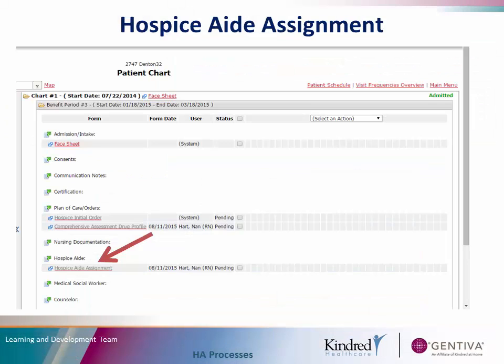Before we look at how to do a visit note, let's first take a look at a very important form you will need to become familiar with. In the hospice system, this form is the hospice aide assignment form. It is found in the patient's chart. This is the form that the nurse uses to establish your tasks for taking care of the patient.